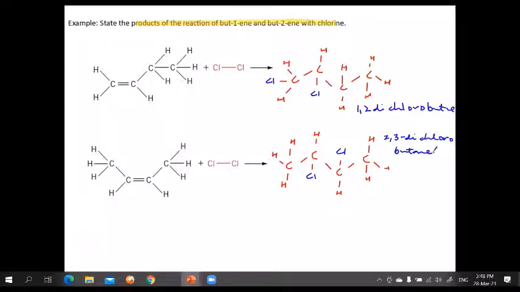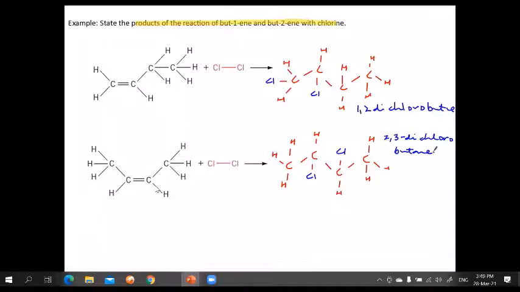The Cl2 here will break this double bond between the first and second carbons, and then we add a Cl to each side of that double bond where it used to be. Hence, this is how we got this first one. We call that 1,2-dichlorobutane.